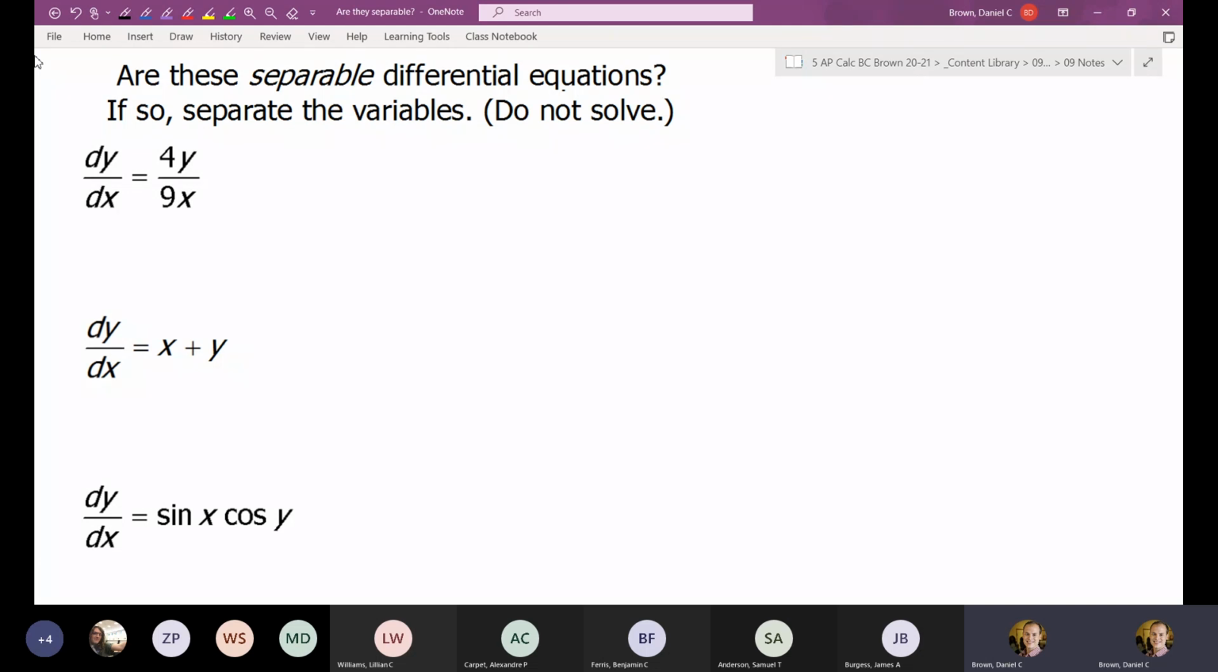But 2 of these are separable and 1 of them is not. So you can figure out which 2 are, separate them, and then which one is not, and then of course leave it as is.